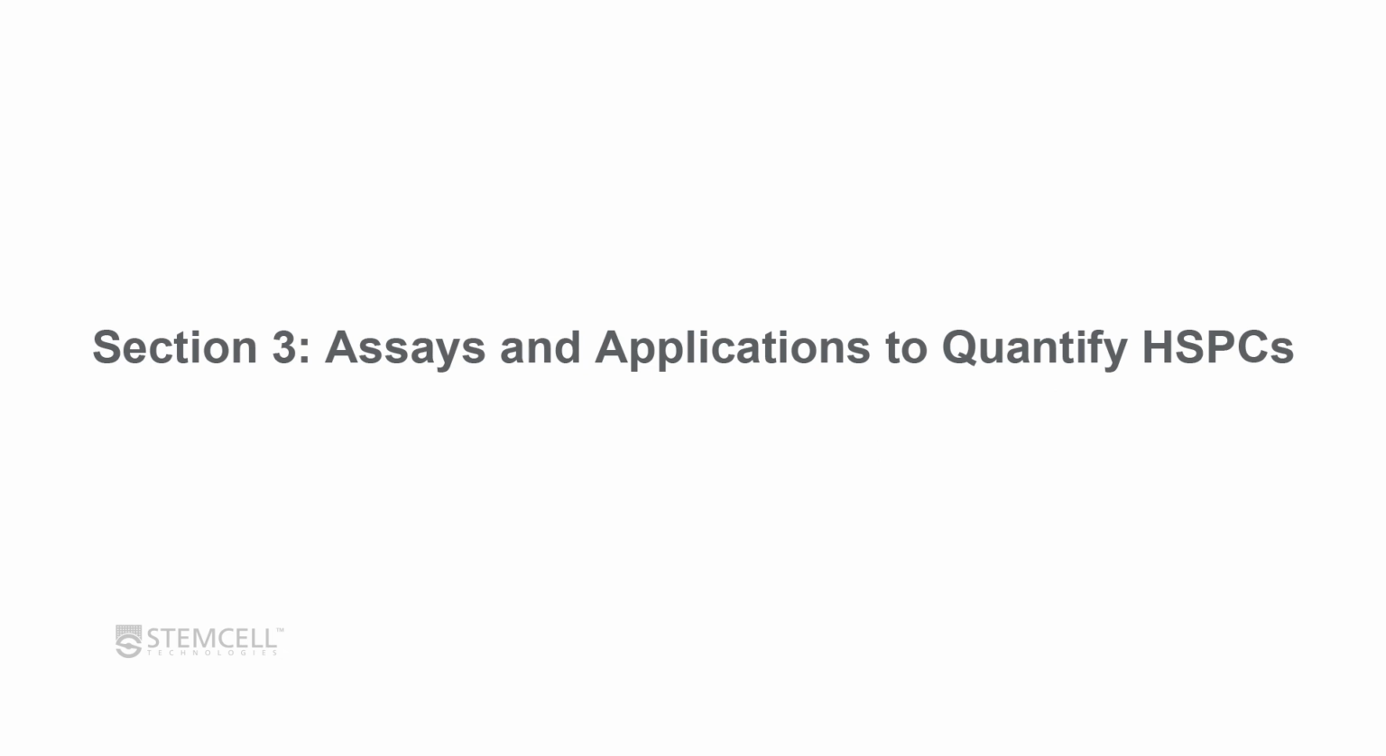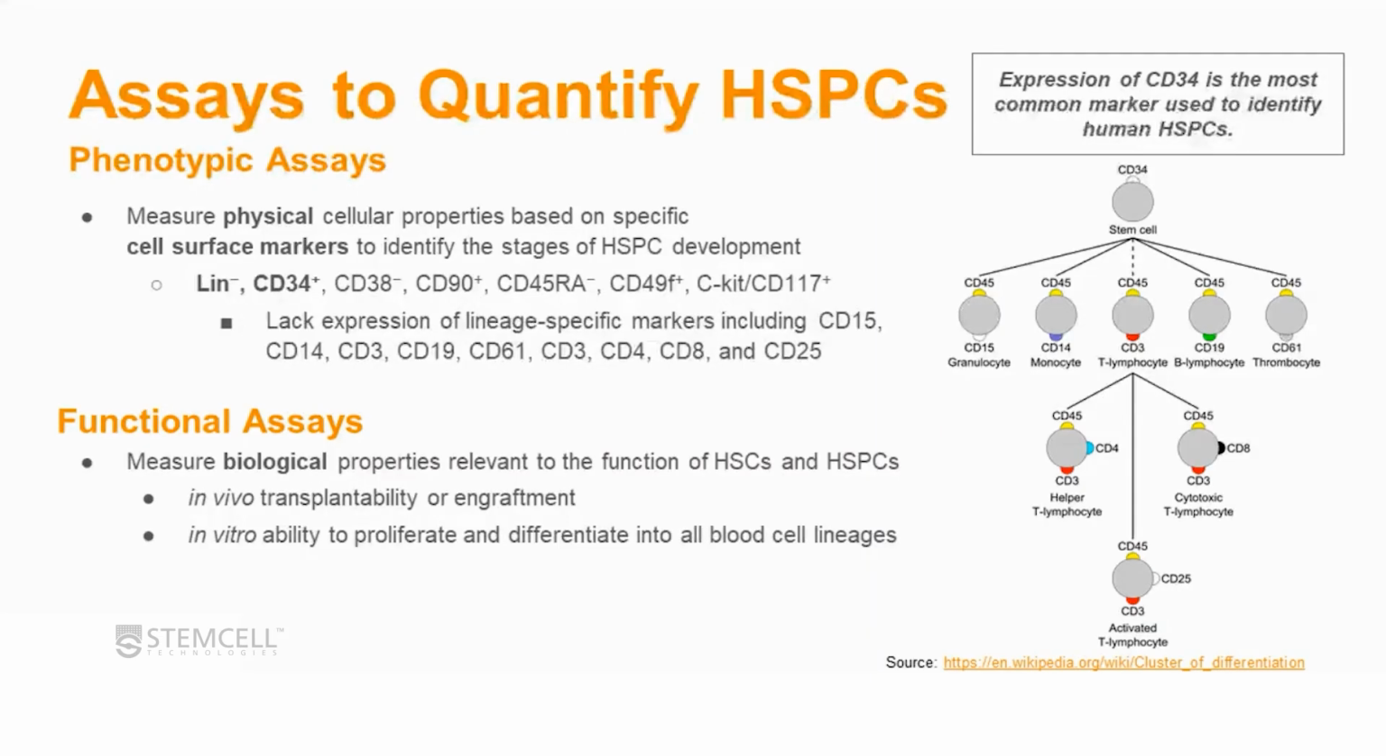So to be able to show that, of course, a lot of the research has depended on a lot of assays of how to quantify hematopoietic stem and progenitor cells. So I'll just review those, as well as outline some of the applications of how those can be used. If we look at this slide, we realize that there really are two basic ways to quantify hematopoietic stem cells.